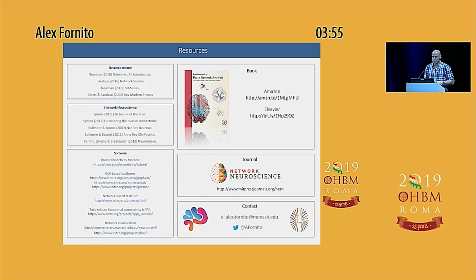So I'll just close with some resources. Up the top here are some general texts on network science, more from a physics of networks perspective. The Newman and Barabasi textbooks are really good. These are some review articles. These are articles more specifically about network neuroscience, applications to the brain. These two books by Olaf Sporns were really seminal works and a fantastic read. There are some software toolkits here that might be useful.